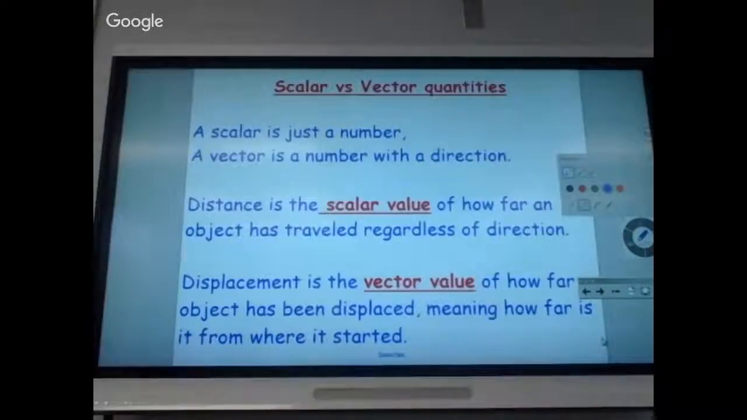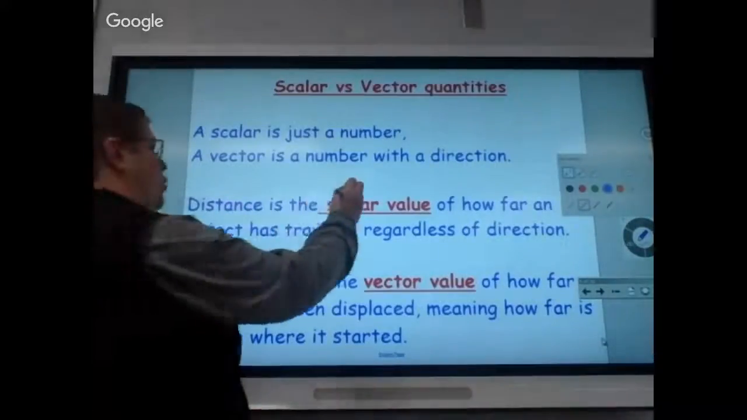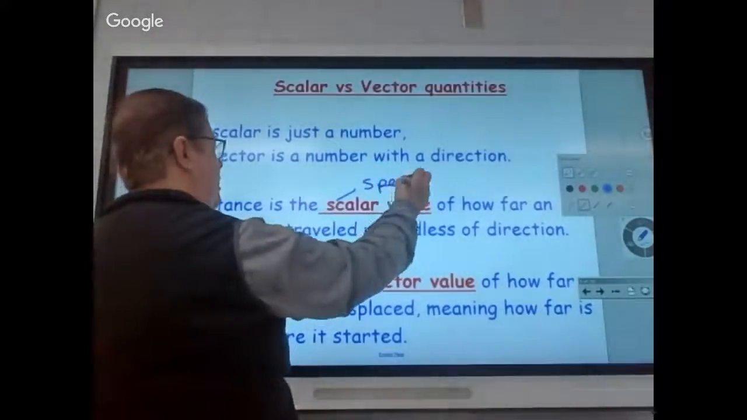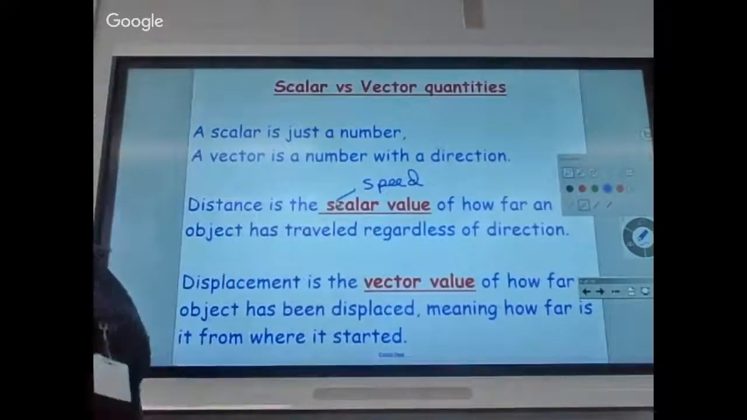It's just a number, okay? Distance will never have a direction. All you're doing are adding up the numbers. You're never given a direction with a distance. When you calculated speed yesterday, does speed ever have a direction? No. Okay, so if you want to note in your notes, okay, speed will also be a scalar. There's never going to be a direction.